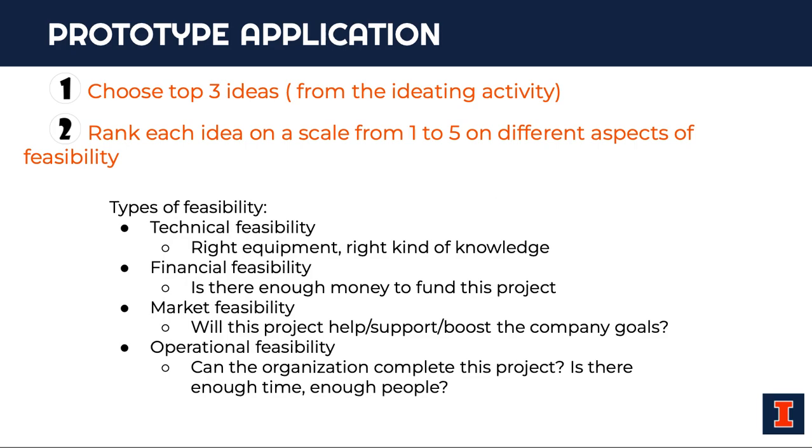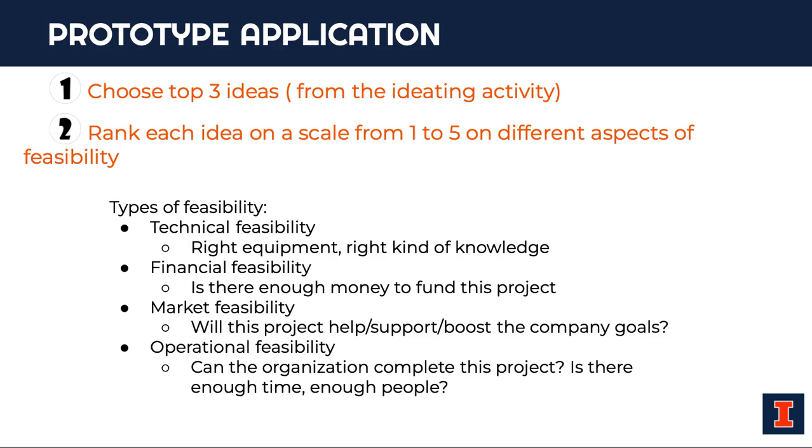So now we're going to talk about another prototype application that you can use throughout your own process. From the previous phase, choose the top 3 ideas that you've landed on and that your whole group agrees on, from the past ideating activity you did. Then you're going to rank each idea on a scale from 1 to 5 on different aspects of feasibility.